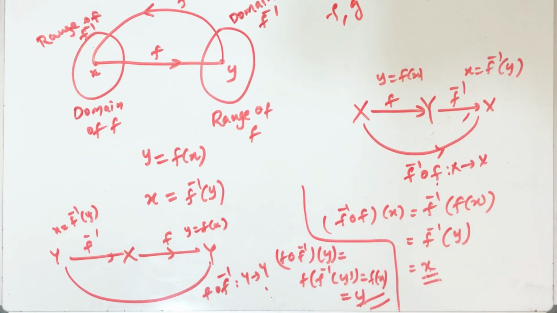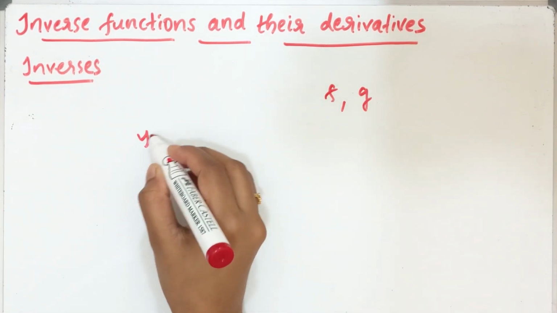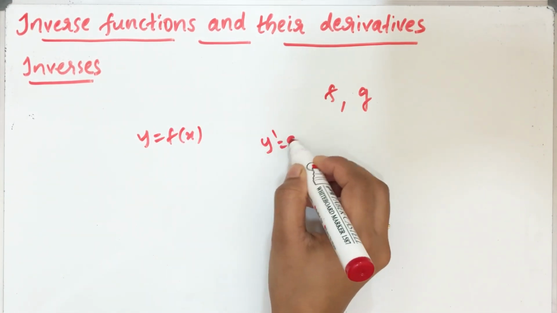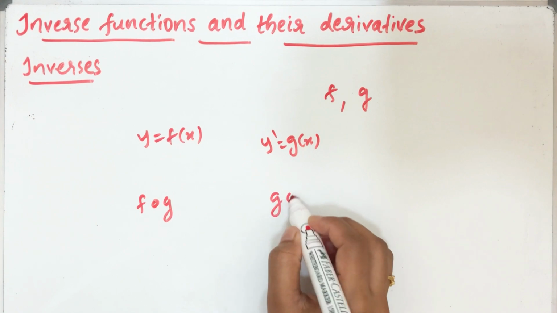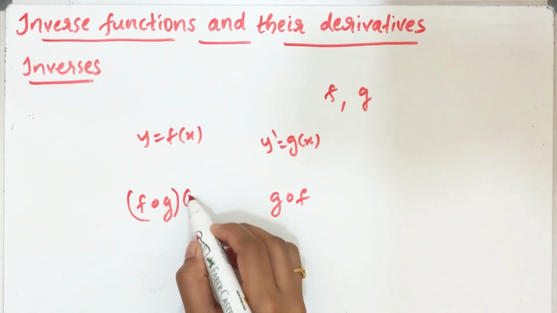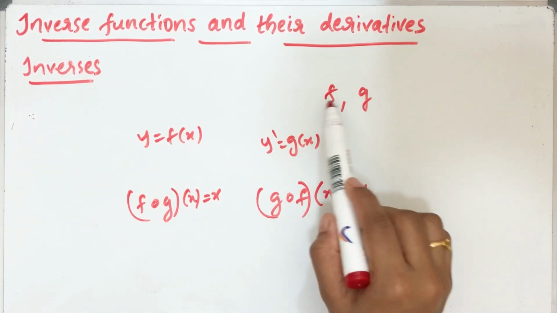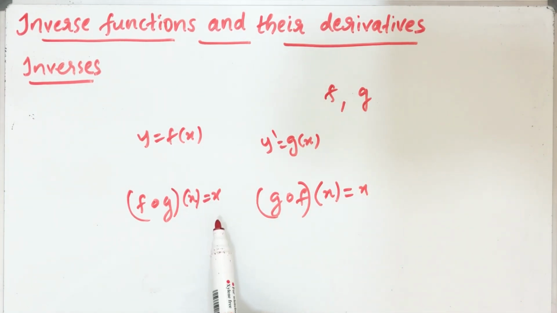So this gives a best way to test whether two functions f and g are inverses of one another. That is, suppose we are given two functions, y equal to f of x and y dash equal to g of x. Then we have to find f composite g and g composite f. If we get f composite g of x equal to x and g composite f of x equal to x, then these functions are inverses of one another. If any one of them is not the identity function, then they are not inverses of one another.